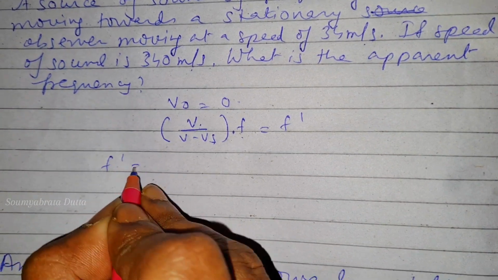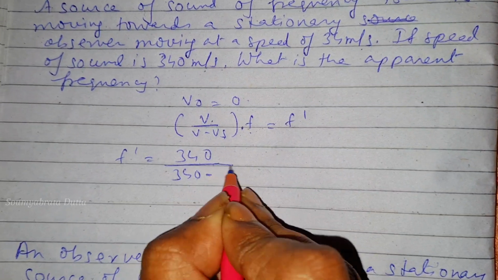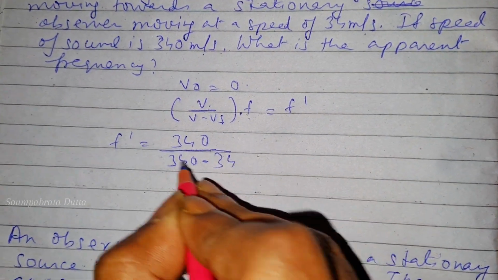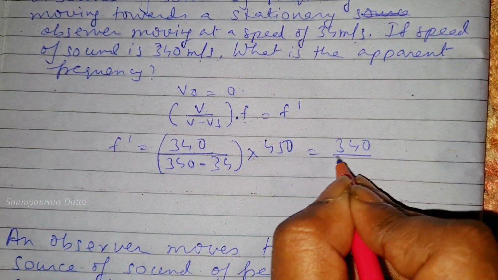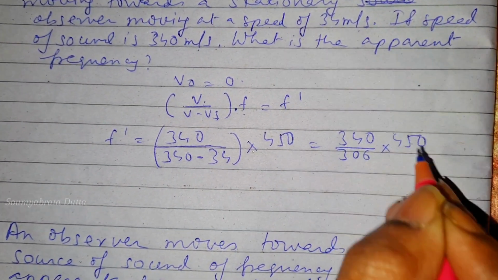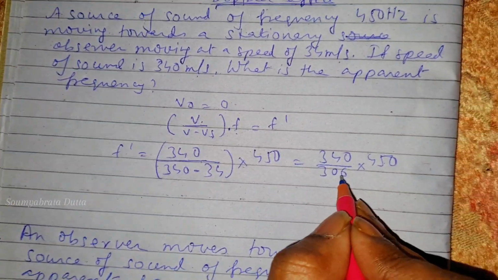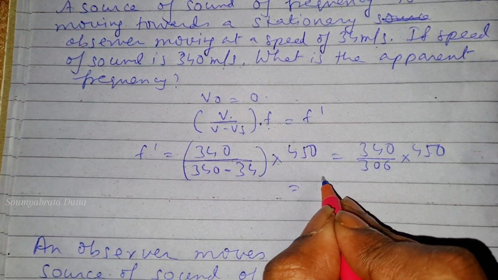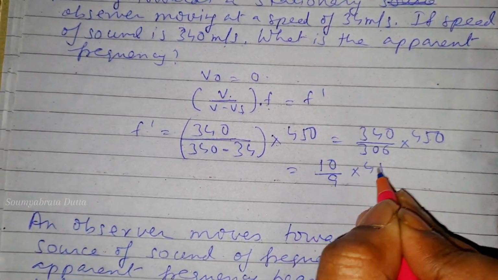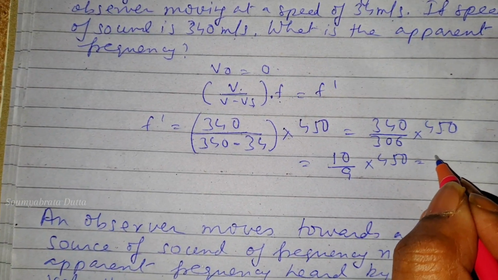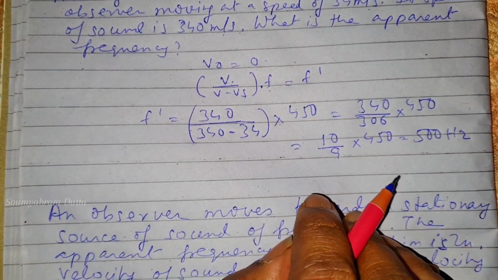So we will get f dash equals v, which is given as 340, by 340 minus vs, which is 34, into 450. So we will get 340 by 306 into 450. With 34 common, if we divide 340 we get 10, and 306 by 34 we get 9. So 450 by 9 is 50, into 10, that is 500 hertz. So the apparent frequency is coming as 500 hertz.